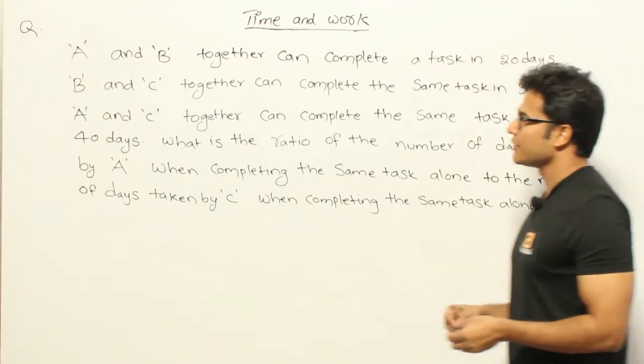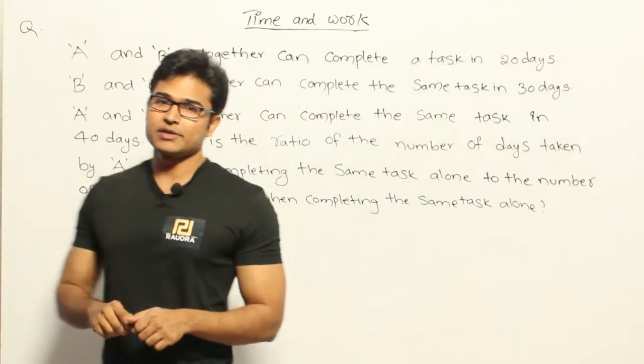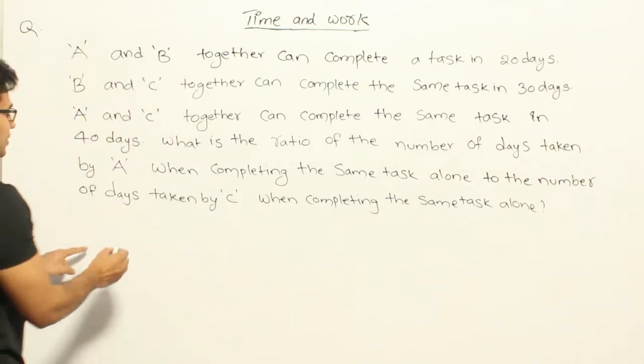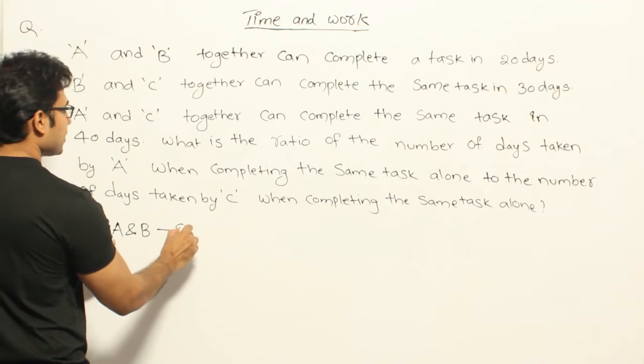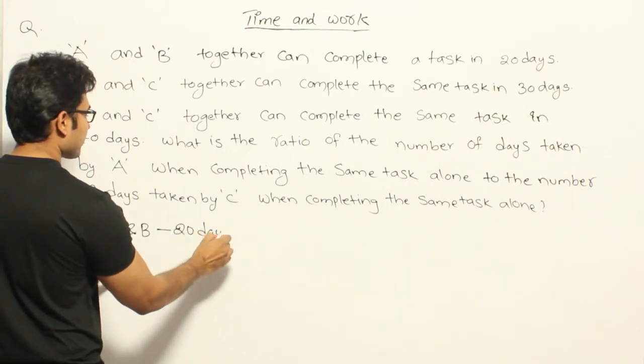So you can pause the video and read the question. I'll explain what they have given here. One is, they are saying that A and B, when they are working together, are able to finish the work in 20 days. That is what is given.